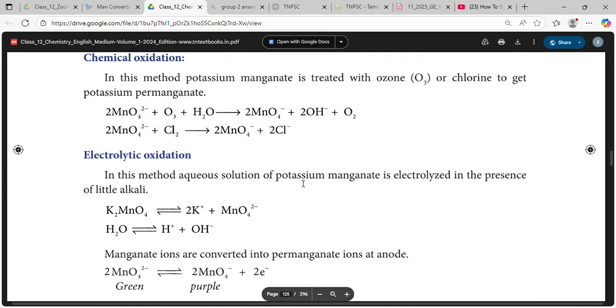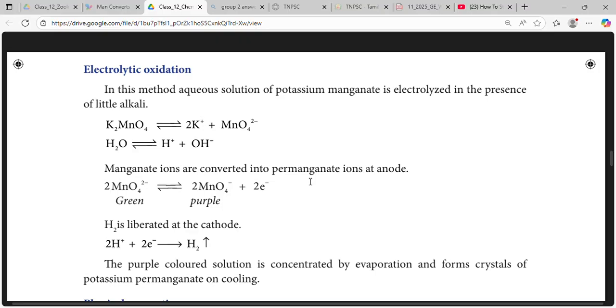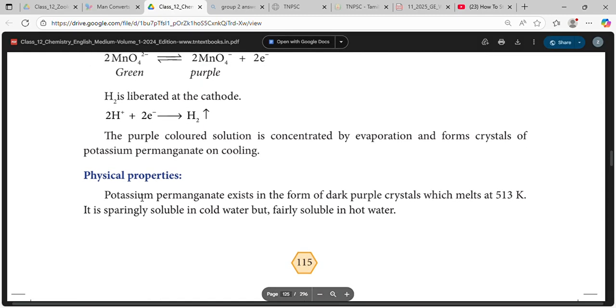In the electrolytic method, aqueous solution of potassium manganate is electrolyzed in the presence of a little alkali. K2MnO4 gives 2K+ + MnO4 2-. Manganate ions are converted into permanganate ions at the anode: MnO4 2- gives MnO4 - + e-. H2 is liberated at the cathode. The purple colored solution is concentrated by evaporation and forms crystals of potassium permanganate on cooling.